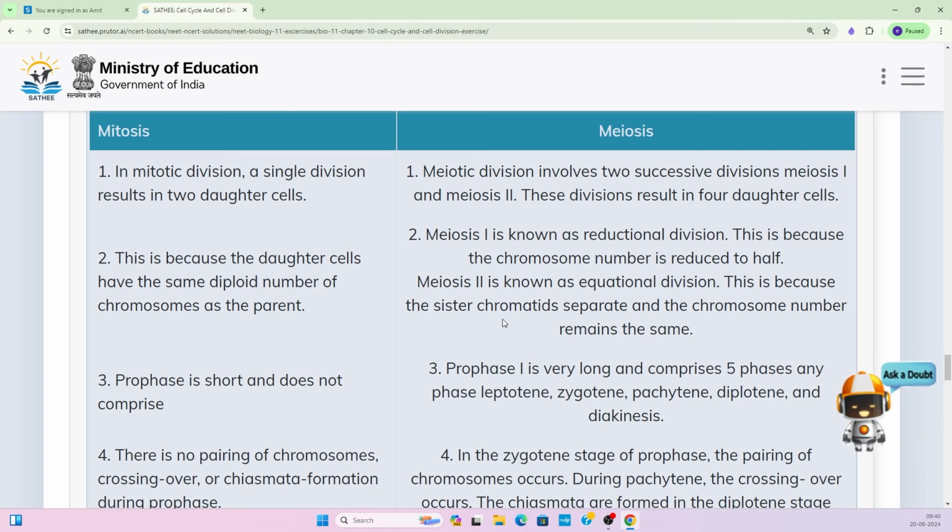Meiosis 2 is known as equational division. Meiosis 1 is known as reduction division, whereas meiosis 2 is known as equational division. This is because the sister chromatids separate and the chromosome number remains the same, right? So this is the meiosis.